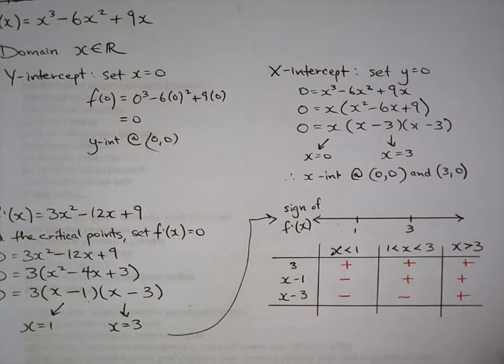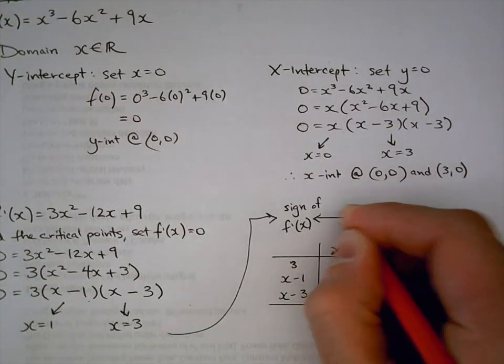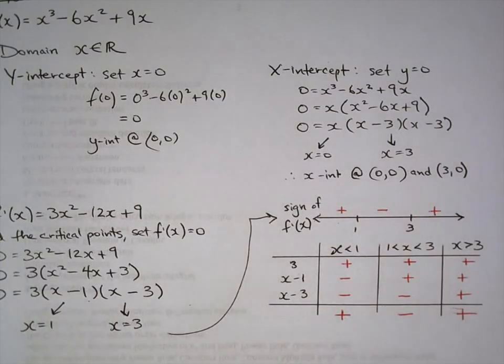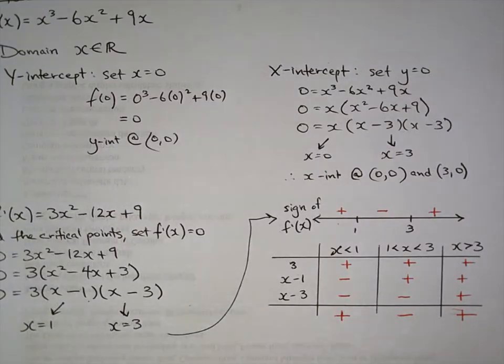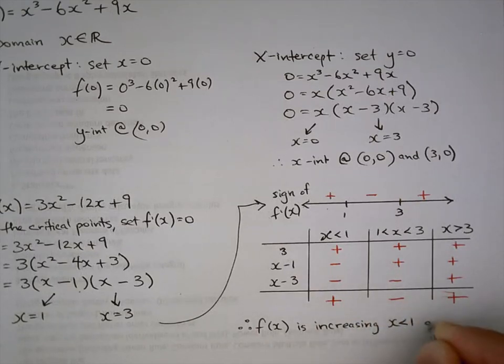Counting the number of negative signs, remember if you have an even number of negative signs, it's positive. This is odd, so it's negative. So we just got some really useful information: this is positive, this is negative, and this is positive. The first thing we found out is that the original function, the thing we're trying to sketch, is increasing when x is less than 1 and when x is greater than 3.